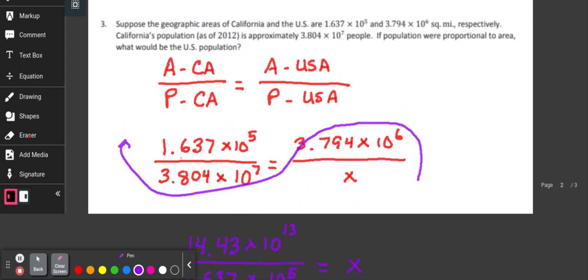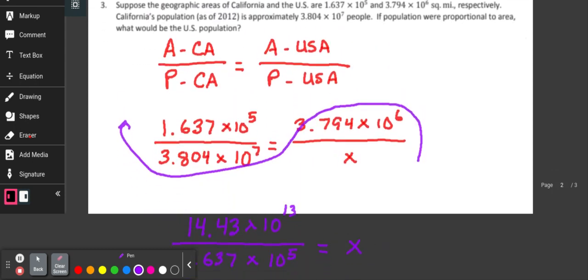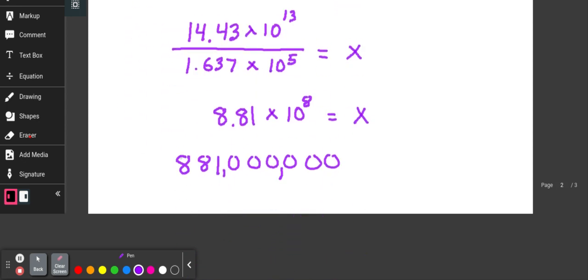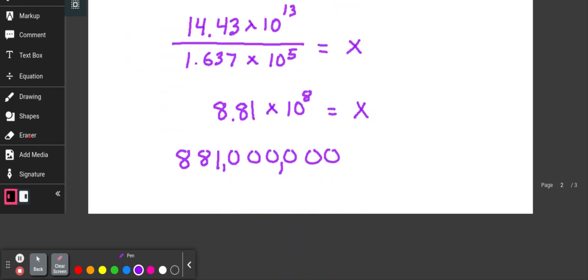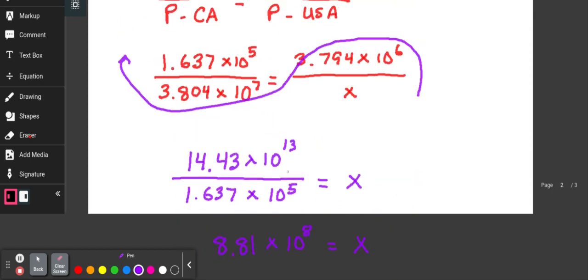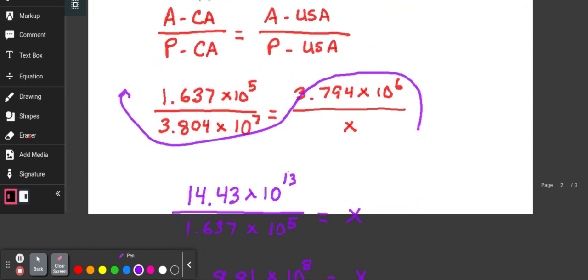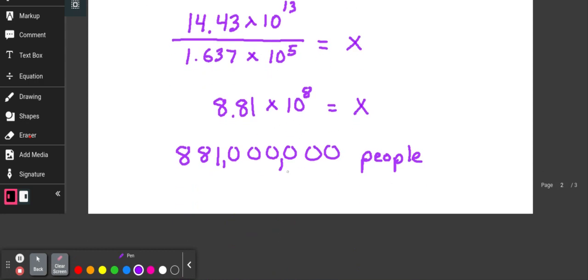Okay, so again, that was question number three, and we are calculating this to be 881 million people. I should probably put in people here, living in the United States of America. All right, so a pretty cool calculation as far as using a proportion. And remember, we set this up comparing the area of California and the population of California to the area of the United States and the population of the United States.